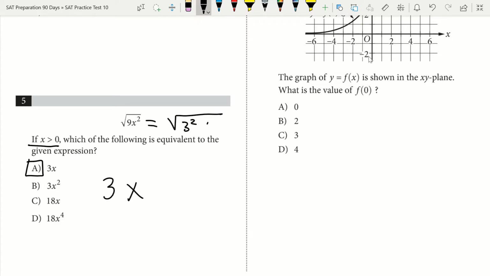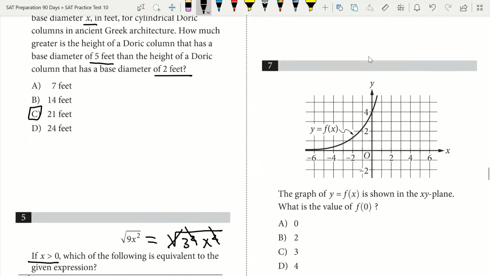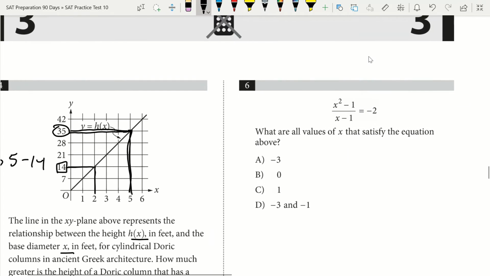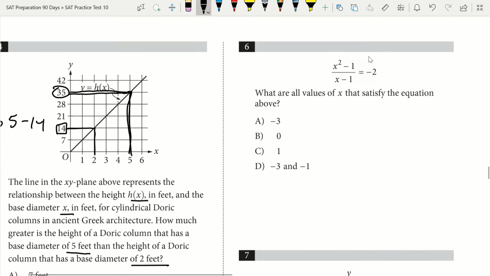Since 3 squared is 9 times x squared, obviously then that square root and your squareds are going to go away and you're left with 3x. All right, number 6. What are all the values of x that satisfy the equation above?